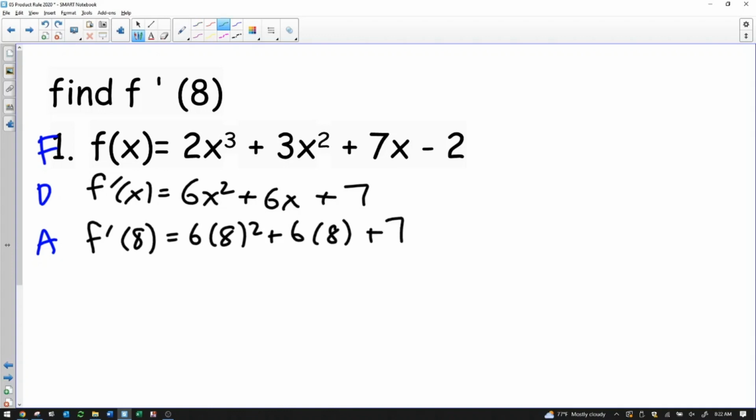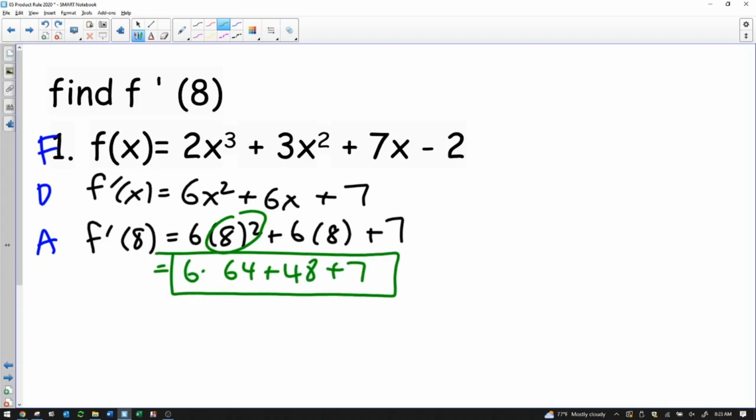And then you're going to multiply it out. Make sure you guys know exponents before multiplication. So this is going to be 6 times 64 plus 48 plus 7. And I don't know what that is, but whatever it is, it's a great answer.